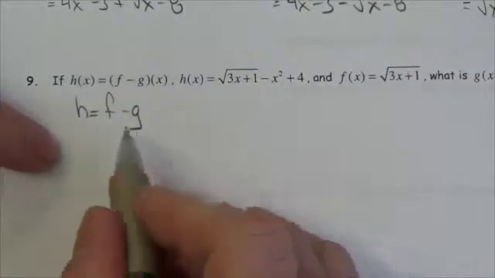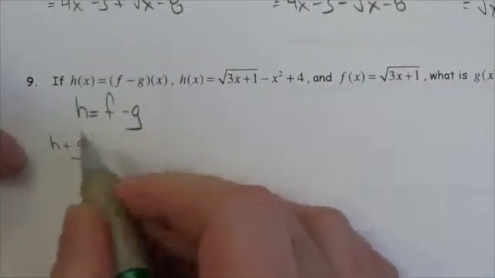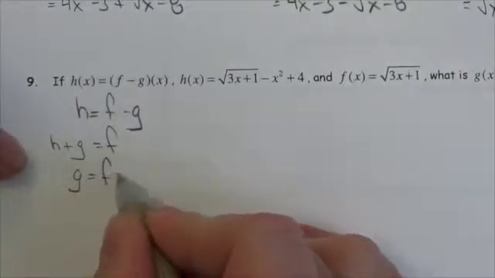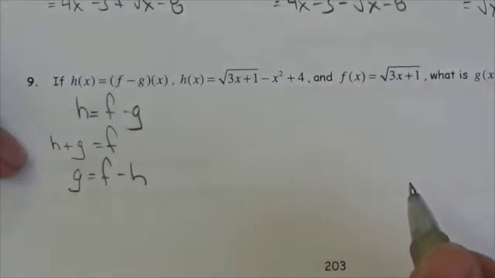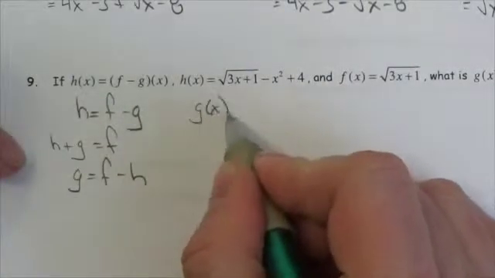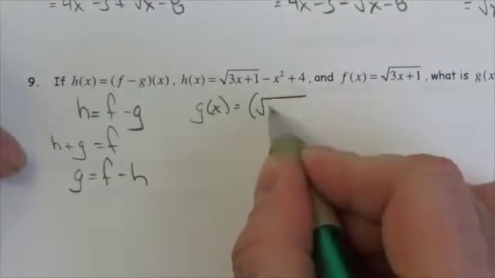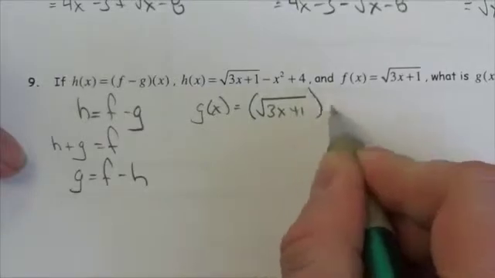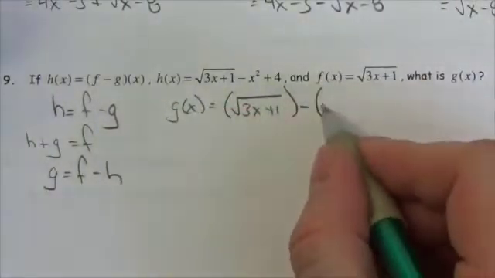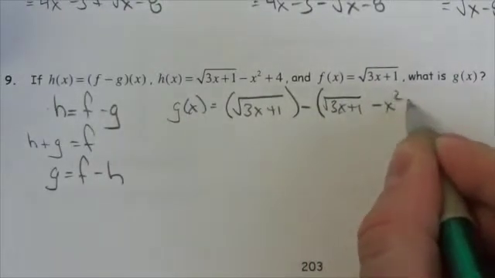Well, what I might do here, a little bit of algebra, I might add g to the left-hand side first, so h plus g is equal to f, and then make this g is equal to f minus h. Okay, so there's my expression for g. Now I'll plug that in. G of x is now going to equal f of x, and I'll put this in parentheses, the square root of 3x plus 1, minus, and then again in parentheses, I'll put h of x, which will be the square root of 3x plus 1, minus x squared plus 4.